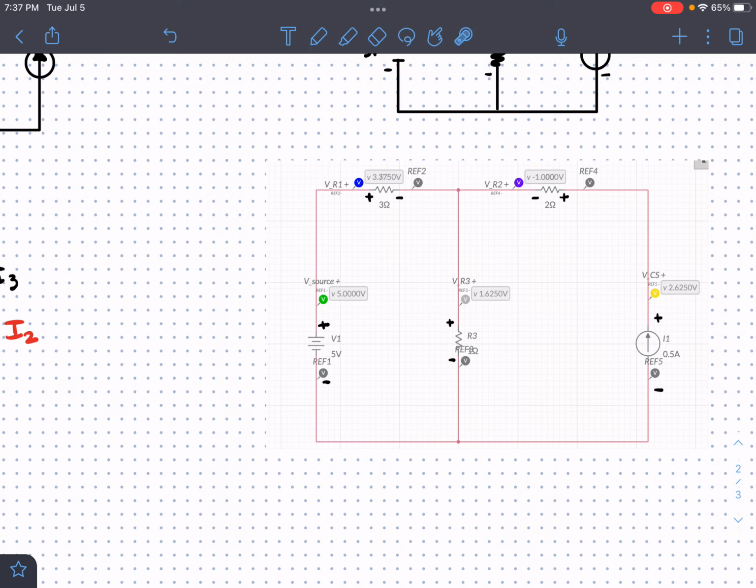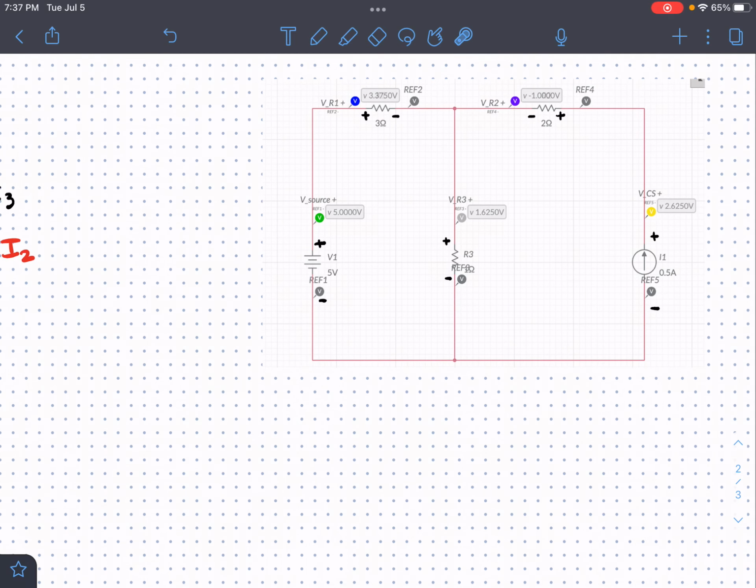So we're going to prove that the sum of all the voltages in a loop is equal to 0. We're going to start here, and we're going to go up, right? So we go up across the voltage source, so plus 5 volts. Now we continue, and we go across this resistor. We're going from positive to negative.